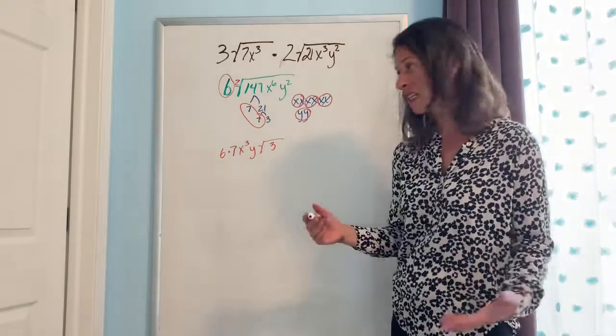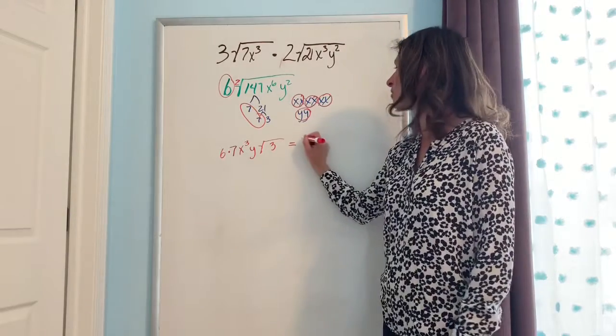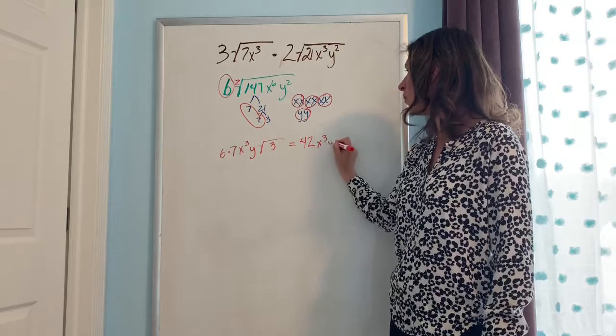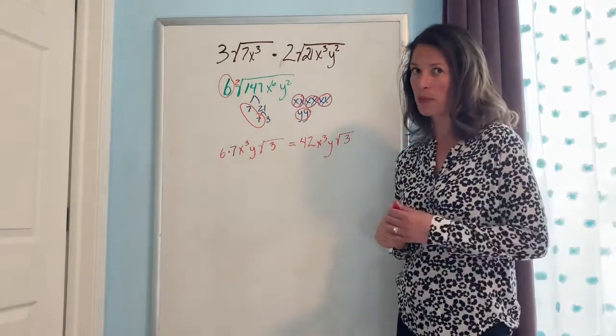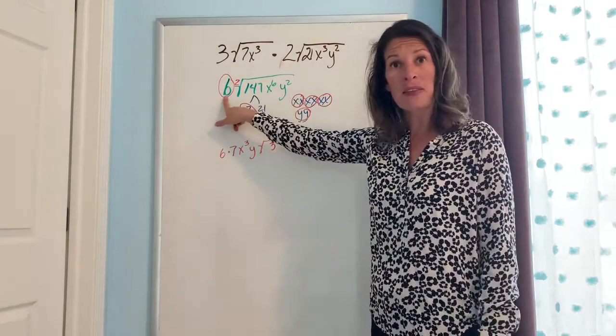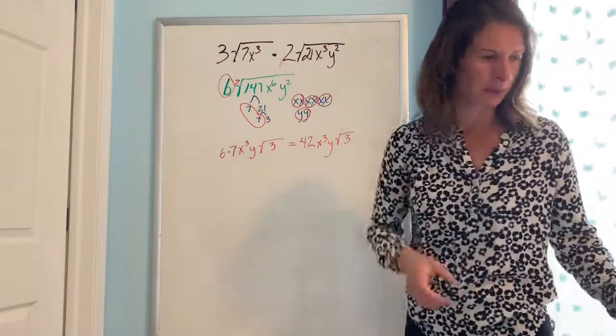So the last thing to do is to simplify one more step. 6 times 7 is 42. Then I have x cubed, y, and the square root of 3. So don't forget to multiply the number that's already on the outside of my radical by anything that I brought out of the radical. Number 5 and number 6 are the same exact things, so we don't need to do them.